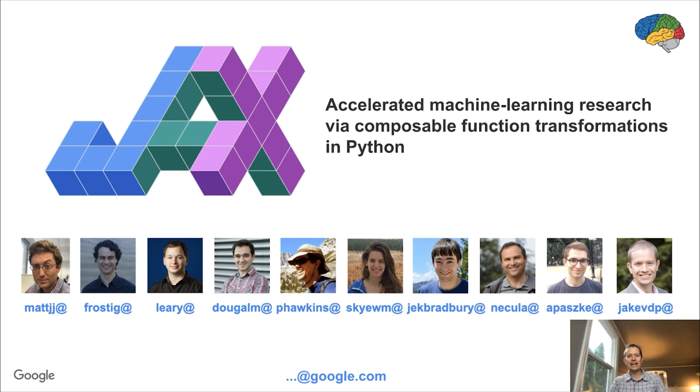So what is JAX? JAX is a project out of Google Research, and what it provides is a tool for accelerated machine learning research via composable function transformations in Python. So let me talk a little bit about what that is and why you might want to use it.